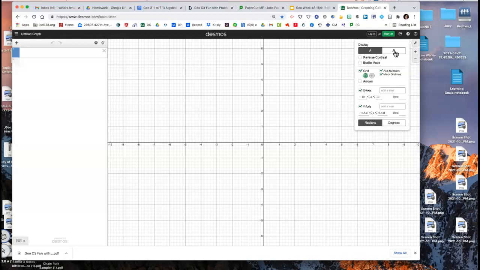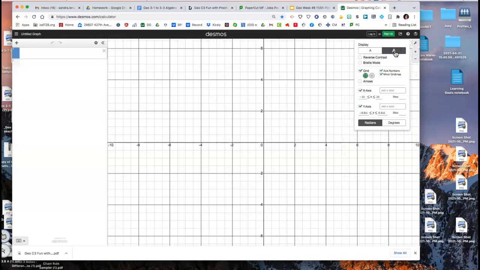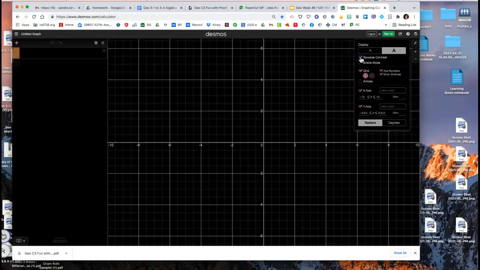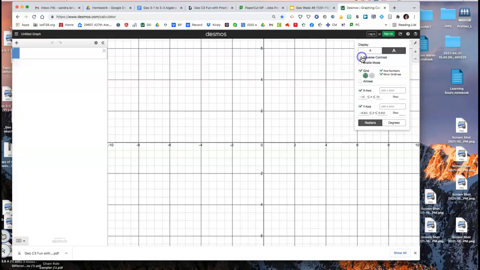Okay, so click on this big A, because what that does is it'll make our graphs darker. And then some kids last hour liked this reverse contrast where it was a black background and then they were picking the colors they were graphing, and that doesn't really matter. I'm going to just go back to regular white and dark.